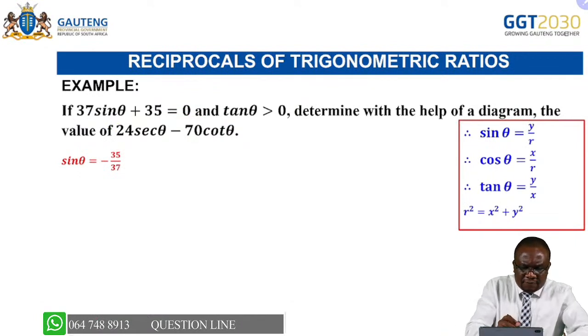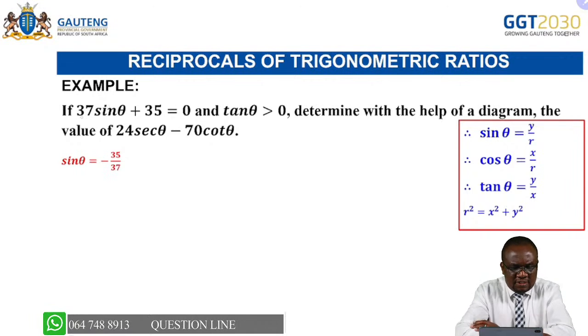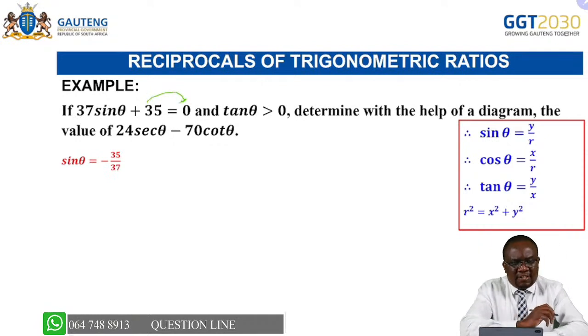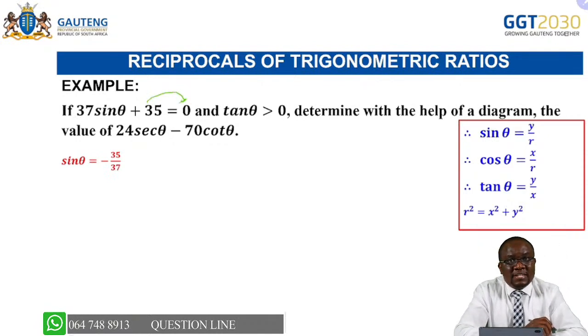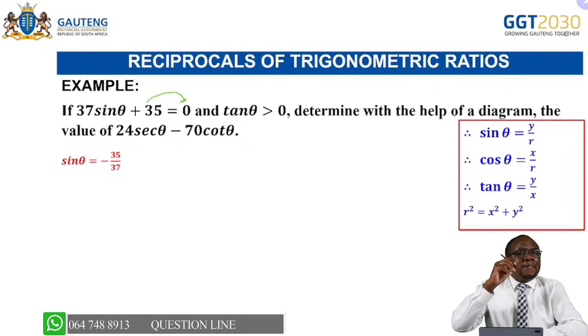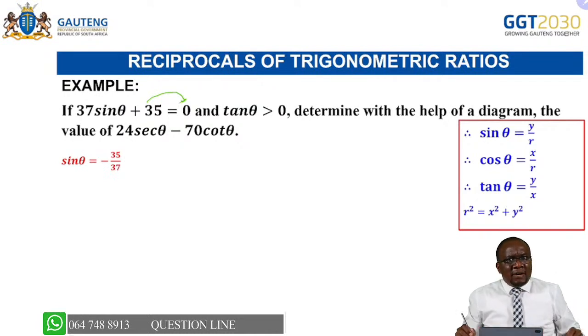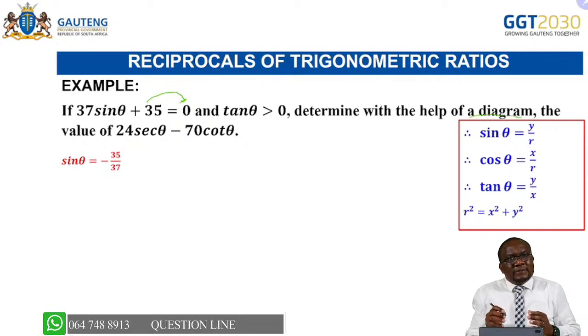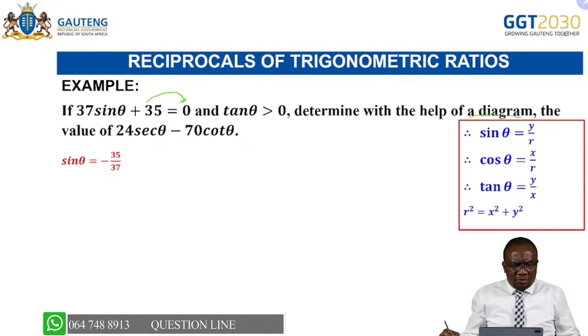We said 37 sine theta plus 35 is equal to 0. And then we brought positive 35 to the right hand side. We got negative 35. Then we divided by 37 on both sides. We got that sine theta is equal to negative 35 over 37. Doing that is a mark. Isolating the trigonometric ratio is a mark. Drawing the diagram, the correct diagram, is a mark.